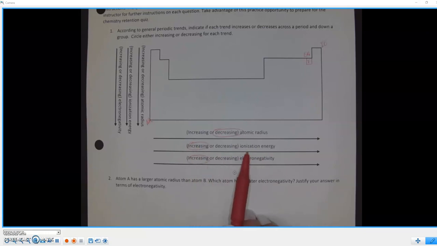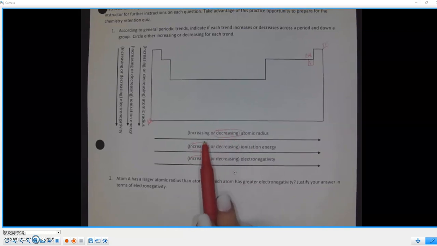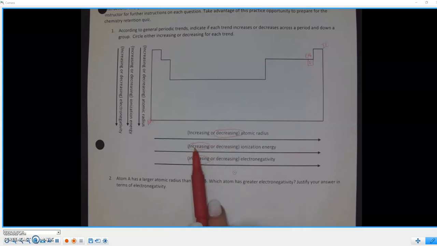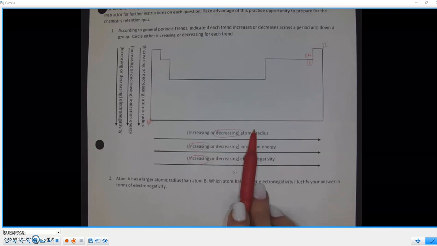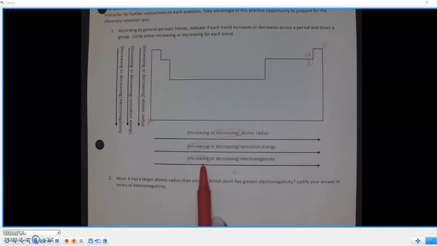But the relationship between ionization energy and atomic radius is inversely proportional. When one gets big, the other one gets small. Or if one's getting small, the other one's getting big. Same with electronegativity and atomic radius. They are inversely proportional. So when we are decreasing in our atomic radius, we are increasing in our electronegativity.